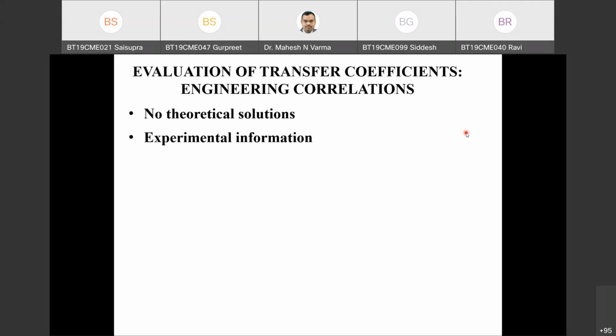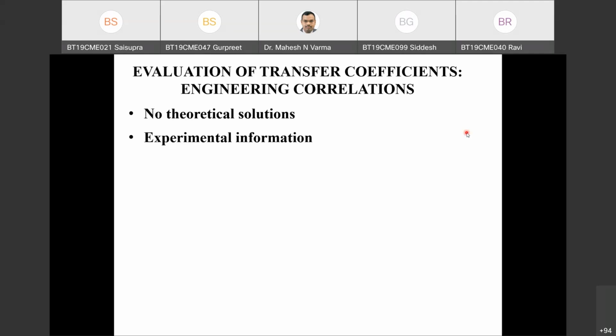Experiments are done for getting the value of friction factor, and that is put into an equation. So there is a slight engineering involved in this. Otherwise, this is just a polynomial fitting. The equation which we are getting for estimation of this transfer coefficient is a polynomial fitting, but slightly engineering inputs are involved in this, hence it is called an engineering correlation.